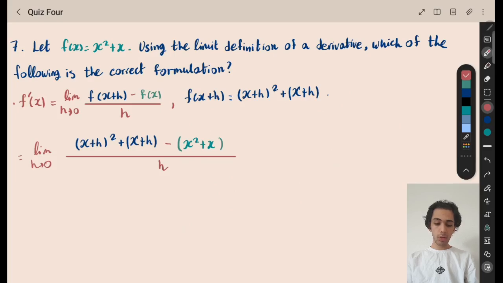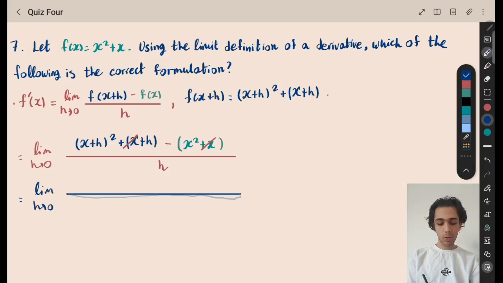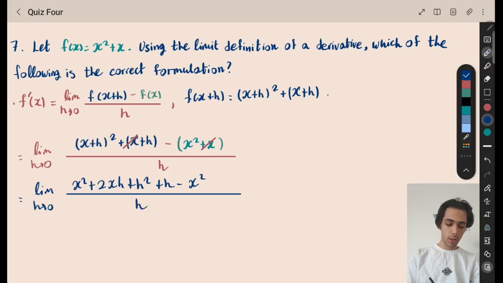First, just quickly on the go, I want you to notice that we can cancel x with x. This is positive, and that is negative, so there's no problem with doing so. And then if we expand the square, we get x squared plus 2xh plus h squared. Then we have h from here. And then we're taking away x squared, which is from there. Then we're dividing by h.